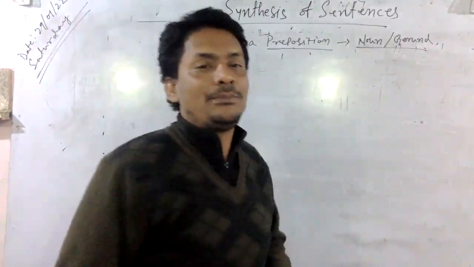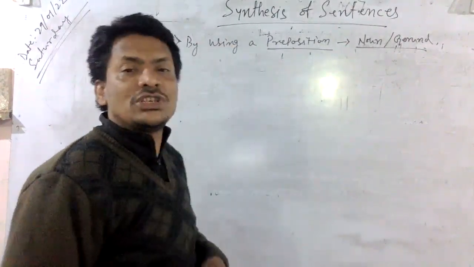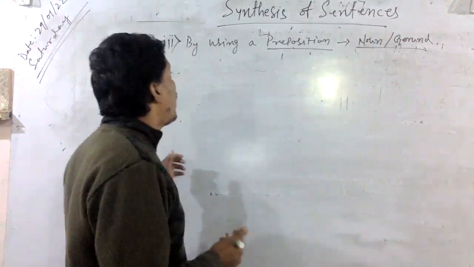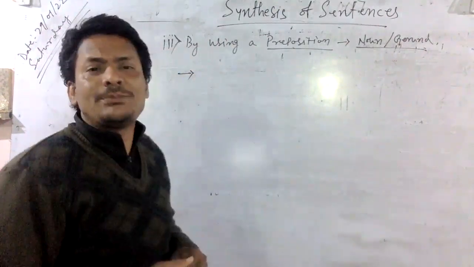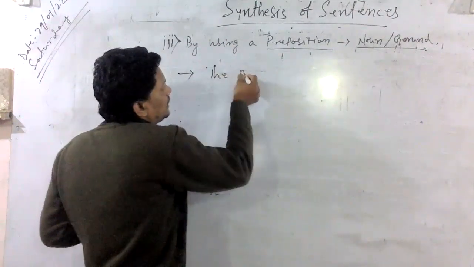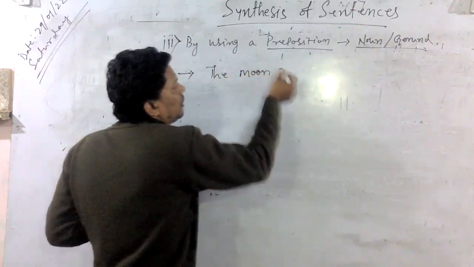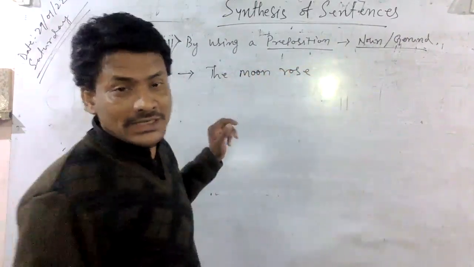So this gerund is working as a noun, as the subject or the object of the sentence. Now, coming to the next one, that is by using a preposition with a noun or gerund. Let me go for the example. The first example is: the moon rose. The moon rose. It is one of the sentences.